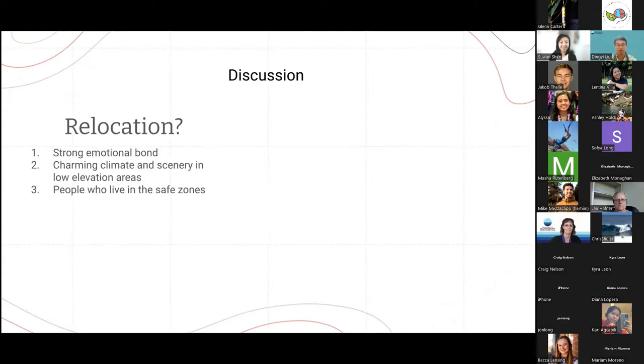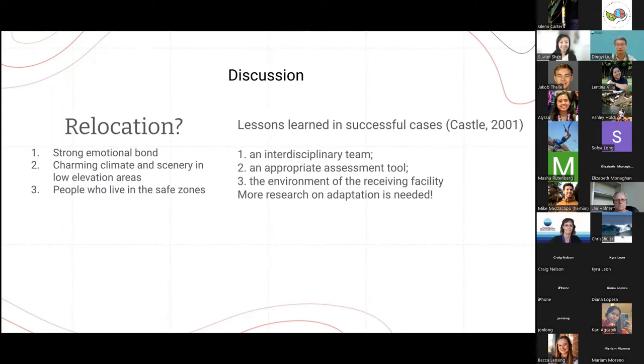Considering relocation, there are a lot of challenges. First is the strong emotional bond of the elders, who have lived in the community for a long time, so they probably don't want to move out. They also enjoy the charming climate and scenery in the coastal areas. And for those people who live in the safe zones, they probably don't want a large group of people to move in a very short time. They might have concerns about their safety, but we can learn some lessons from successful cases.